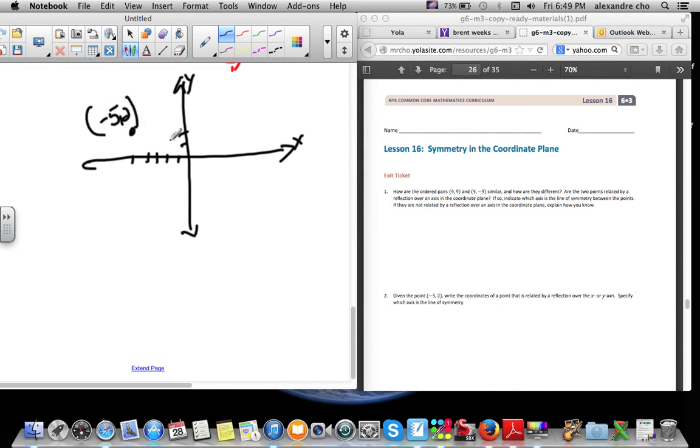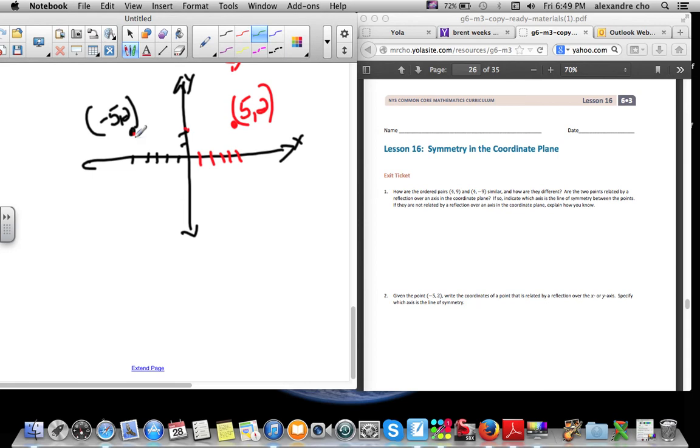And then, we want to write the coordinates of a point related by reflection over the x or y-axis. Okay, so let's do both. We want to do a reflection over the y-axis. It means we have to jump this line right here. So negative 5 and 2 is going to end up on the other side. 1, 2, 3, 4, 5. It's going to be about here, and go up 2. That point is called 5 and 2. They're both 5 units away from the y-axis. From here to here is 5 spaces, and from here to here is 5 spaces.